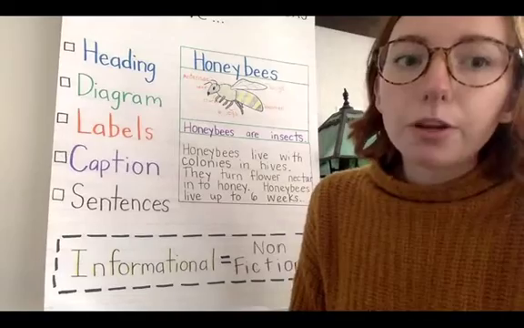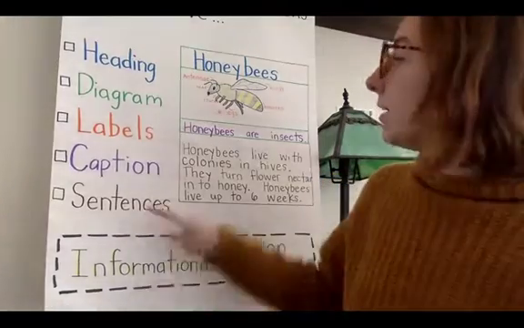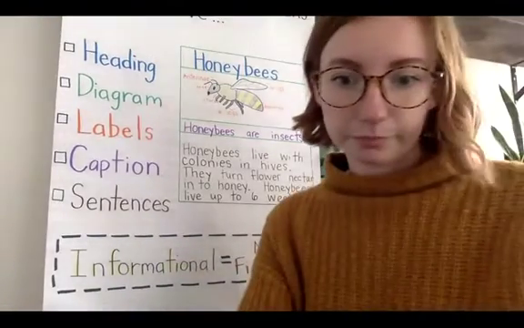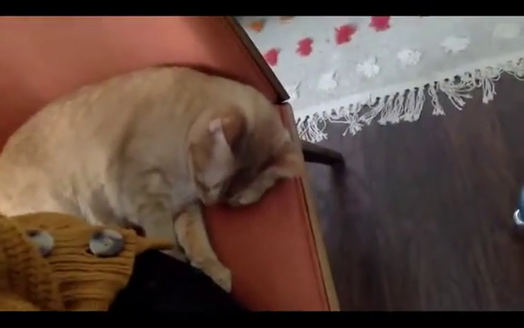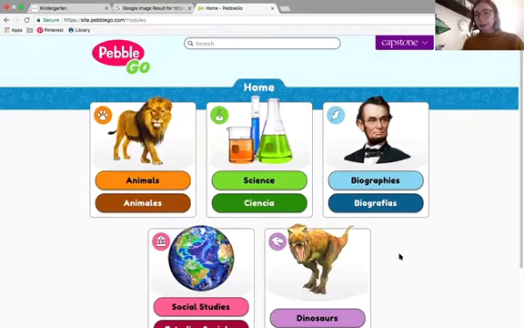Now let's talk about what you are going to do to make an informational book. Okay, the first thing you're going to do is get on Pebble Go. But before we do that, I want to show you how cute Oliver is being sitting on my chair. Hi, Oliver. So, you might need to ask some help to get onto Pebble Go.